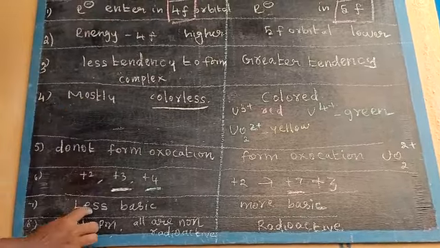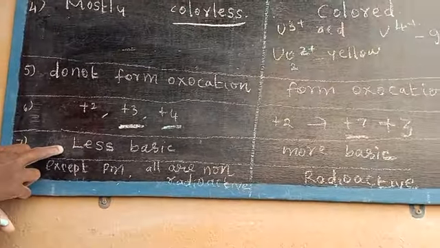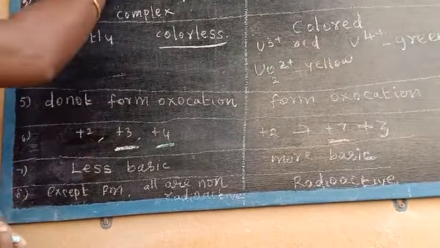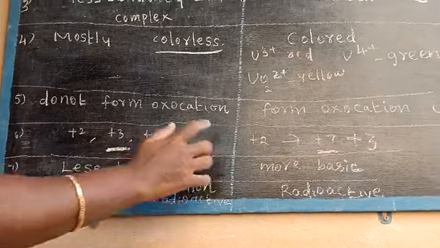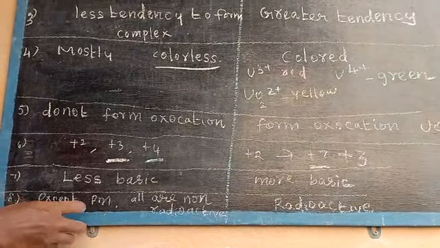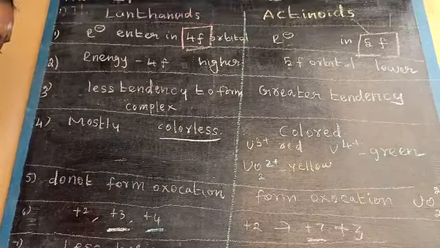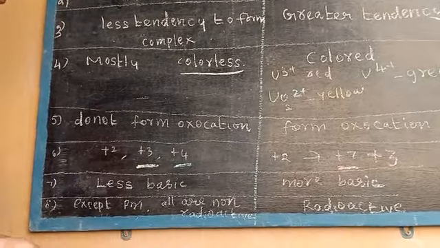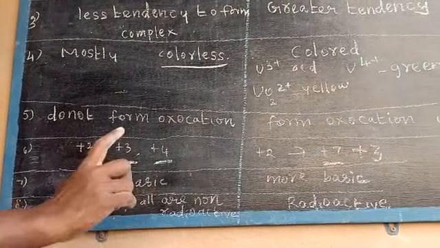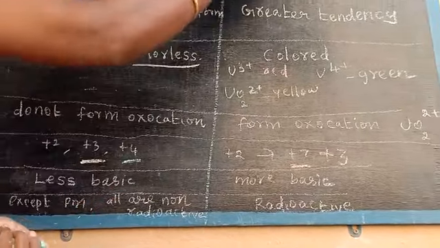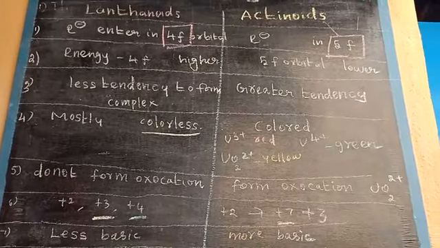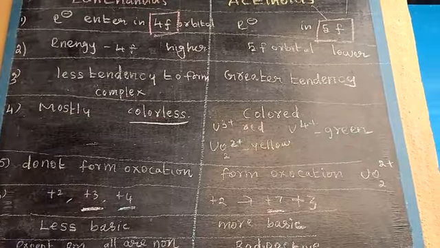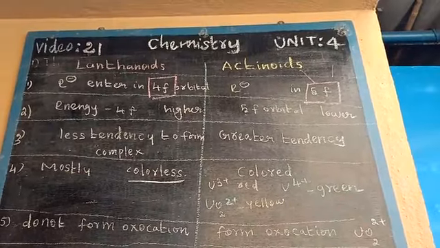Next, basic character: according to Fajan's rule, which we already studied in the previous video. Lanthanides are less basic, while actinoids have a more basic character. Next, in lanthanides, only promethium is a radioactive element. The remaining 13 elements are non-radioactive. In actinoids, all the elements are radioactive. This is the distinction between lanthanoids and actinoids, children.